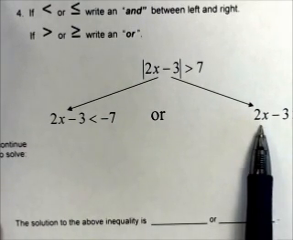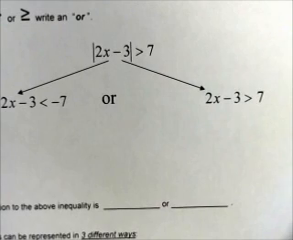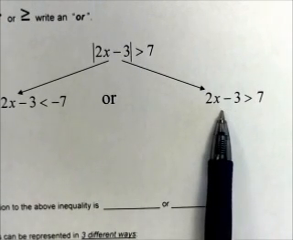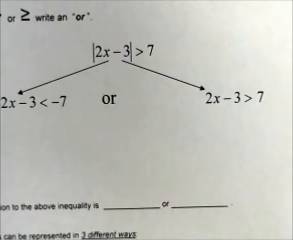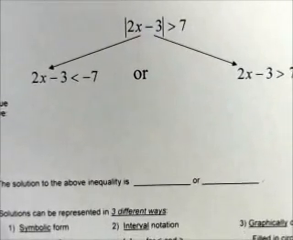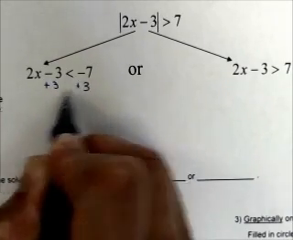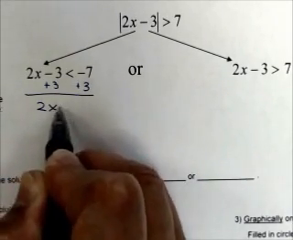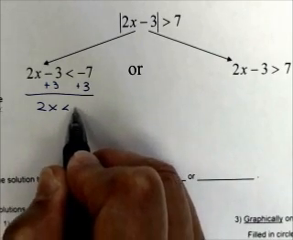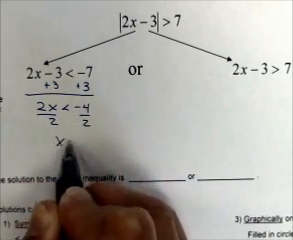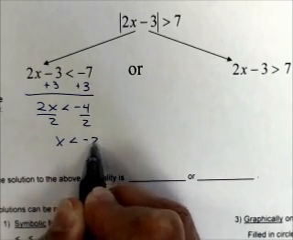And for our right arrow, we drop the bars and copy everything as is. So 2x minus 3 is greater than 7. Now we continue to solve. Add 3 to both sides. 2x is less than negative 4. Divide both sides by 2. X is less than negative 2.